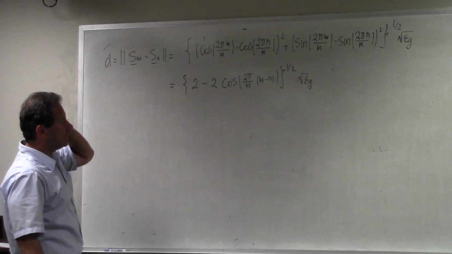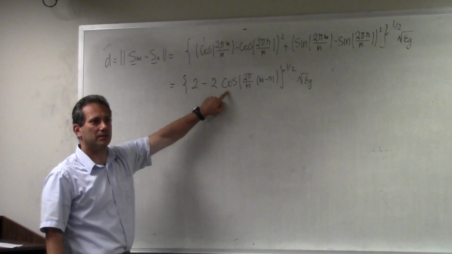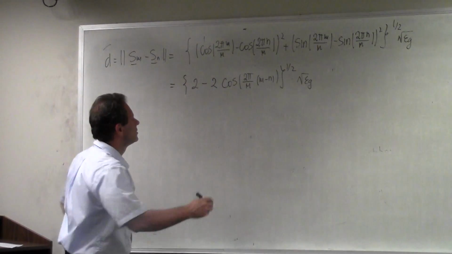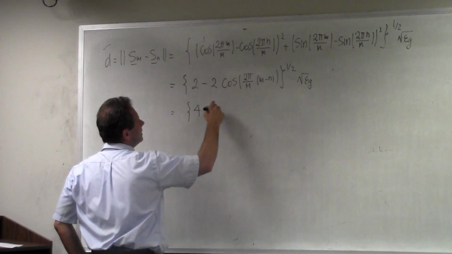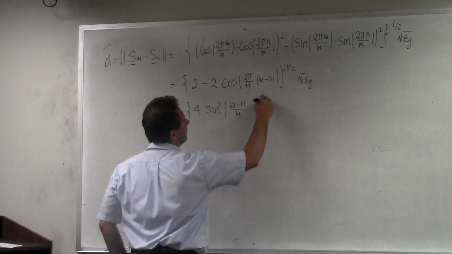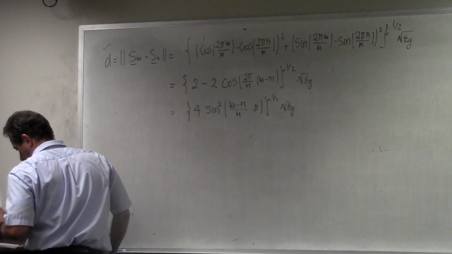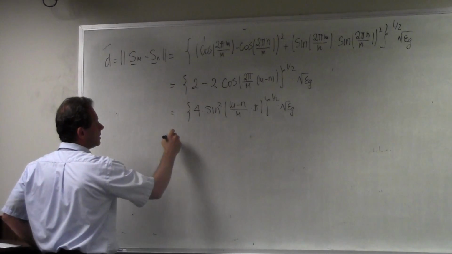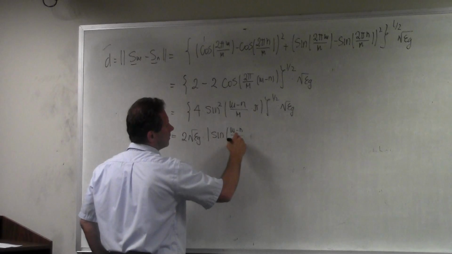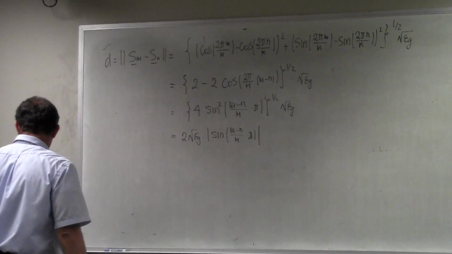Now, this can be simplified even further. If I take the 2 out, then it's 1 minus cosine. How do I represent that? 1 minus cosine of x is 2 sine squared x over 2. So this becomes 4 times sine squared of m minus n over M times pi, and then taking the square root times the square root of energy. So this is 2 times the square root of energy times the magnitude of sine of m minus n over M times pi. So that's the difference between two symbols.